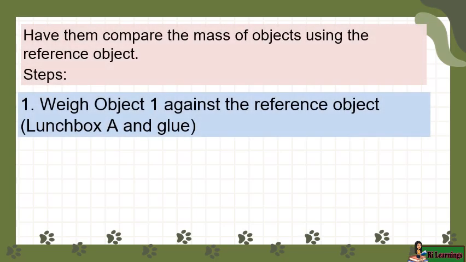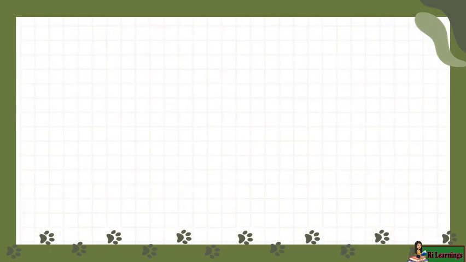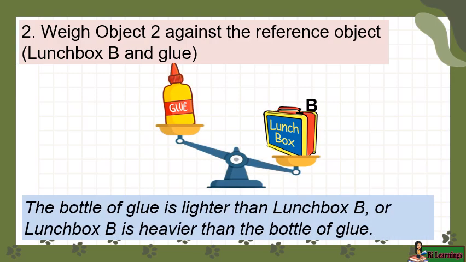Have them compare the mass of objects using the reference object. Steps. One. Weigh object 1 against the reference object. Lunchbox A and glue. The bottle of glue is heavier than lunchbox A, or lunchbox A is lighter than the bottle of glue. Two. Weigh object 2 against the reference object, lunchbox B and glue. The bottle of glue is lighter than lunchbox B, or lunchbox B is heavier than the bottle of glue.